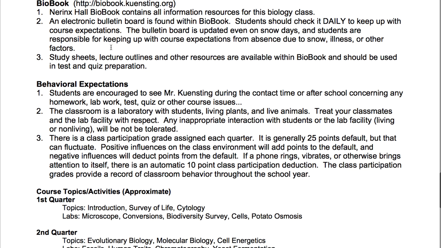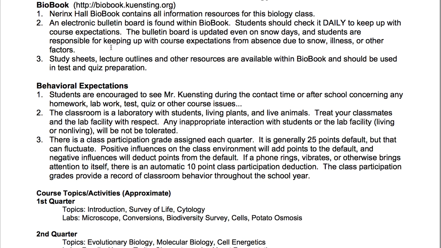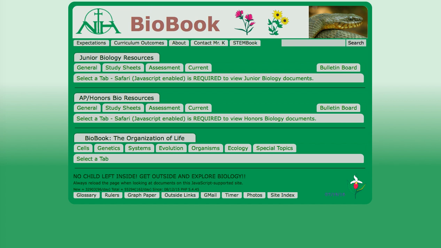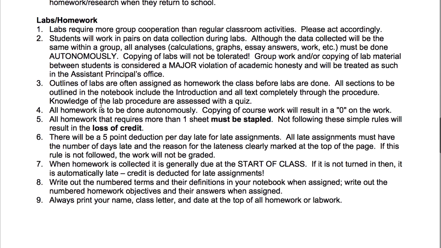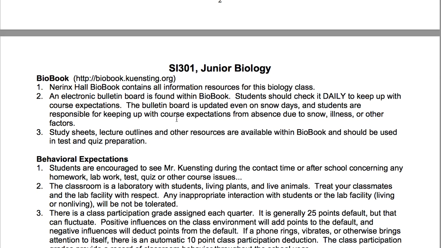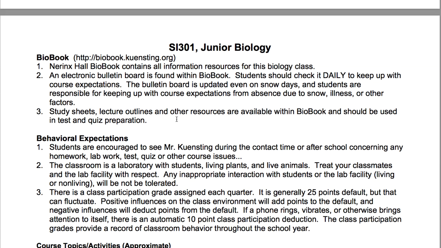Most of the resources you're going to use in biology can be found on BioBook. All the paperwork that will be used in the classes is all on BioBook. BioBook can be found at biobook.kensting.org, or it can also be found at www.biobook.info. Either will lead you to the same site.